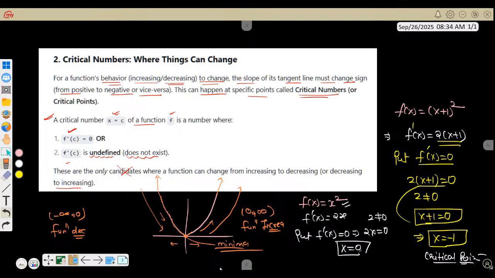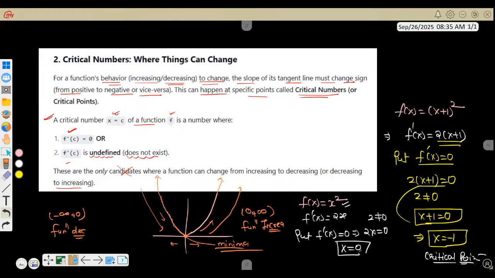So do you plug the critical point back into the derivative? Yes. So first find a critical point, and then plug the value.